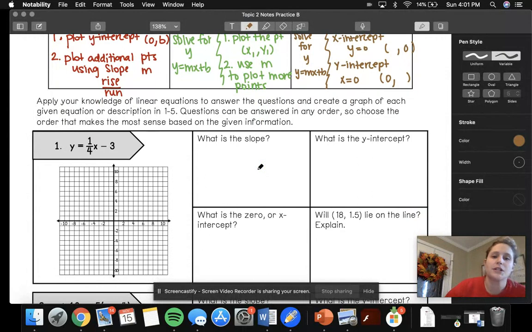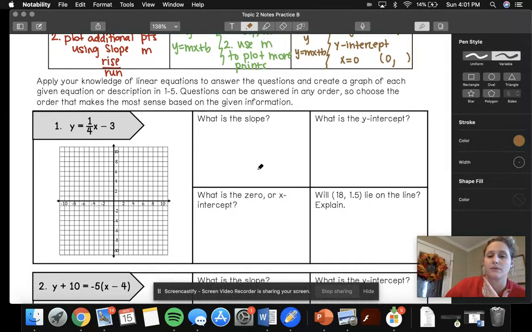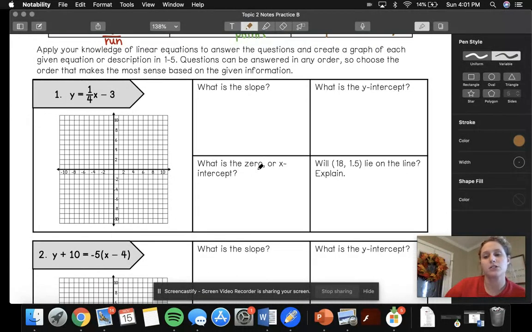Apply your knowledge of linear equations to answer the questions and to create a graph of each given equation or description in 1 through 5. Questions can be answered in any order, so choose the order that makes the most sense based on the given information. I want you guys to pause each of these and try them yourselves, because we are doing this in class, and if you were in class, you would be doing the same exact thing. So this equation: y equals 1/4 x minus 3.